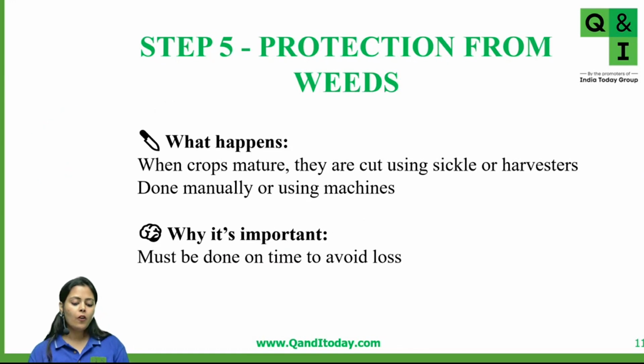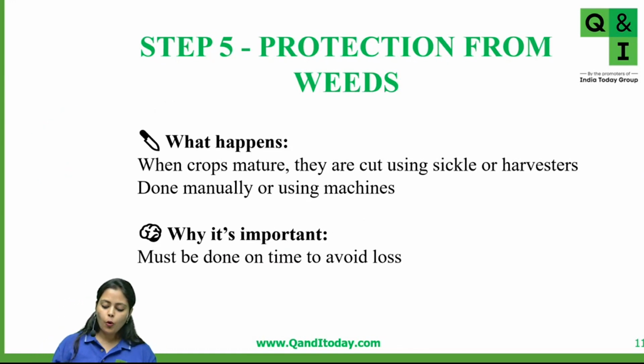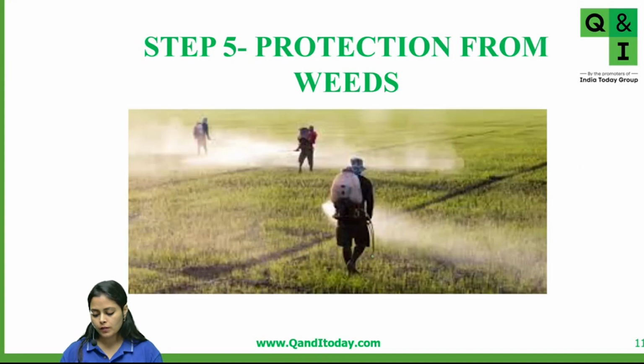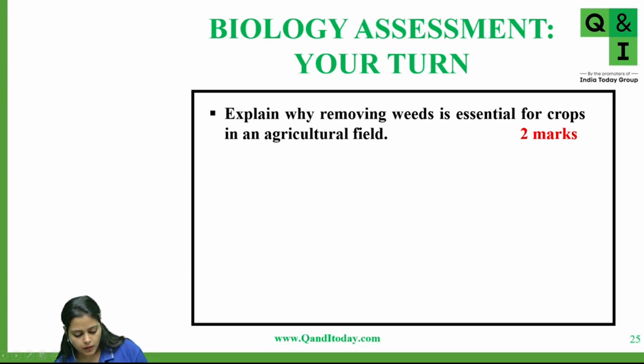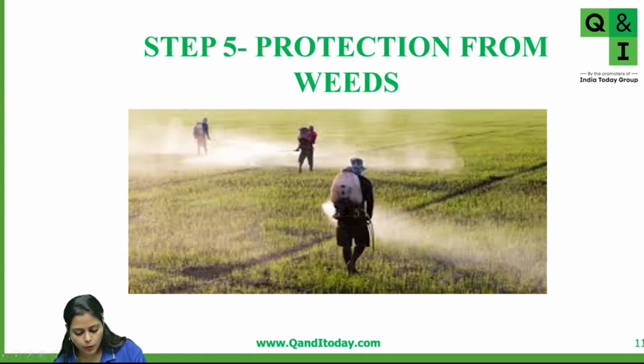Okay. Now, protection from weeds. When crops mature, they are cut. They are cut using a sickle or harvesters. And this must be done on time to avoid loss. Now see this. One more thing. I'm going to show you this animation here. Okay, we can skip this.